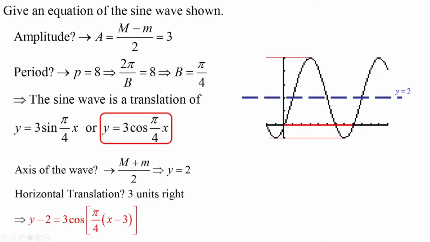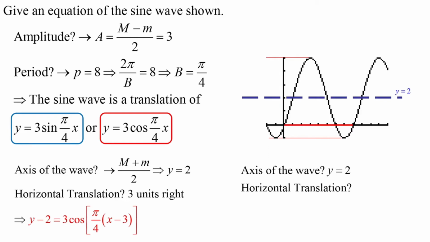Now, wouldn't it be cool if we could also do this in terms of sine? And guess what? We can. All right, so let's try this with sine now. The beauty about this is, remember, sine and cosine are nothing more than horizontal translations of each other. So the axis is still y equals 2. The horizontal translation is the only thing that's different right here. Instead of translating 3 units using cosine, it looks like we took sine and we only translated horizontally 1 unit. So 1 unit to the right.